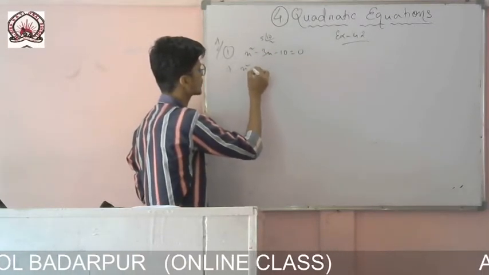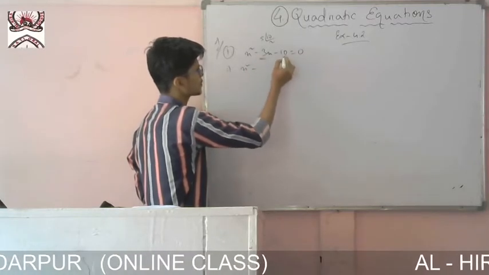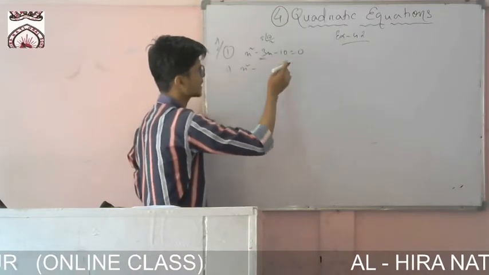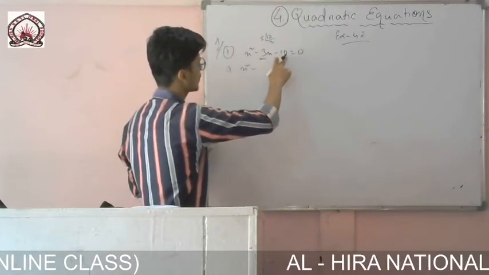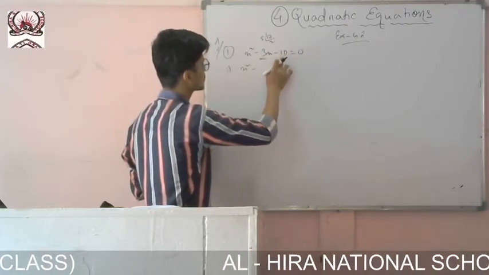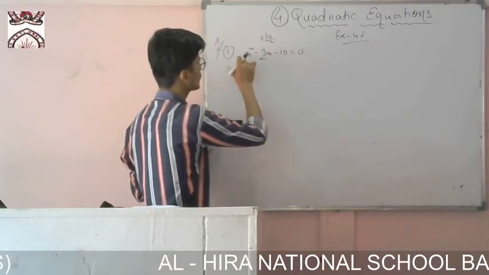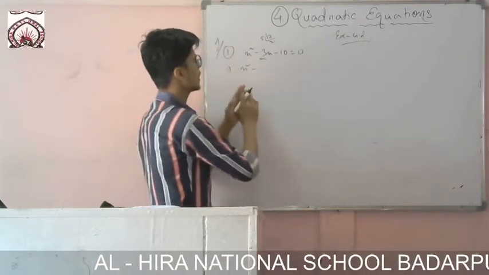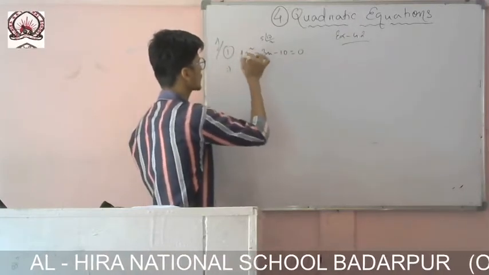So I can write x square minus, in place of this one. You have done this in class 9 also: first of all I will multiply this one with that one, the coefficient of x square, whatever value I get. So 10, and here the coefficient of x square is 1.